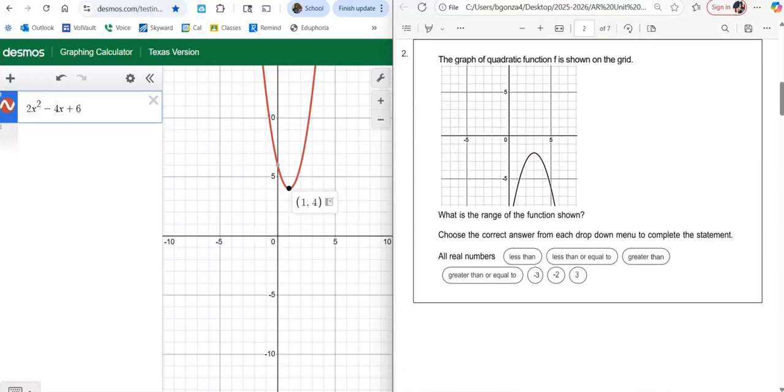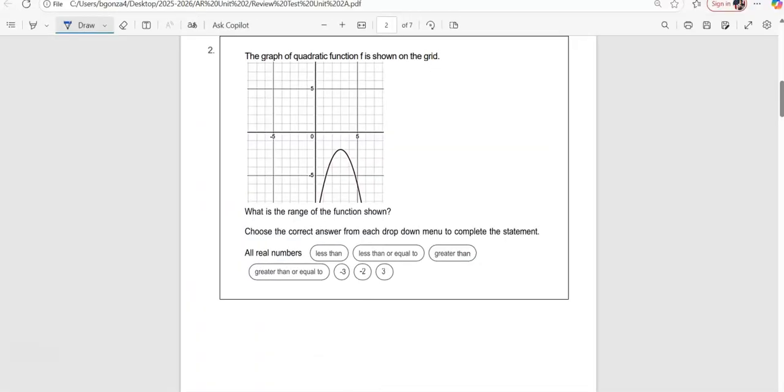Okay, number 2 here. We have this graph of the quadratic shown. What is the range of the function? So where's the vertex? The vertex is at 1, 2, 3 to the right, and then 2 down, right? That's at 3, comma 2.